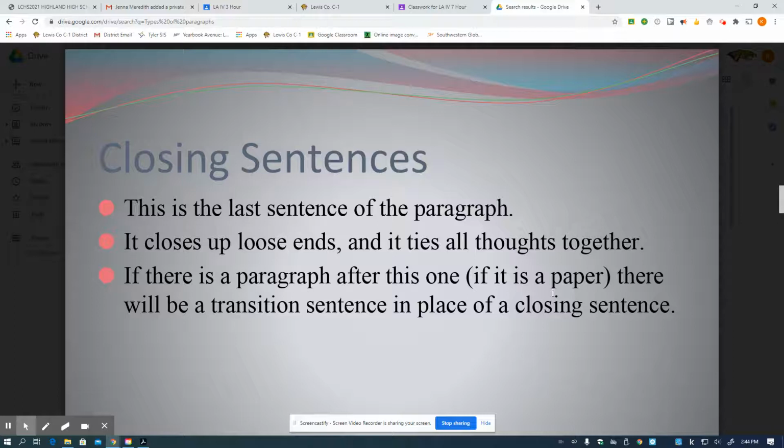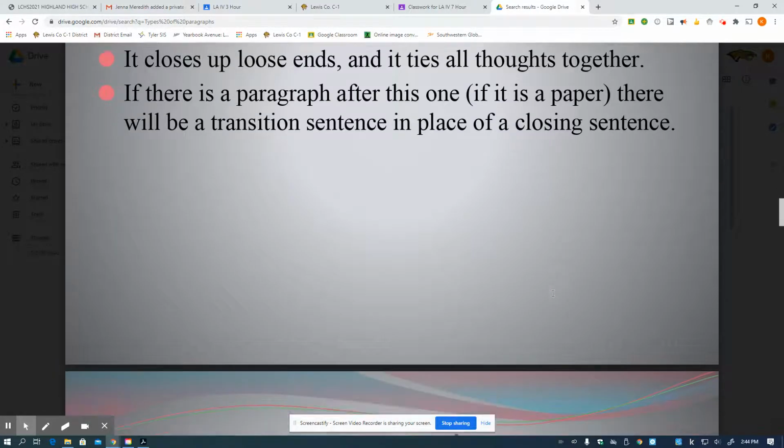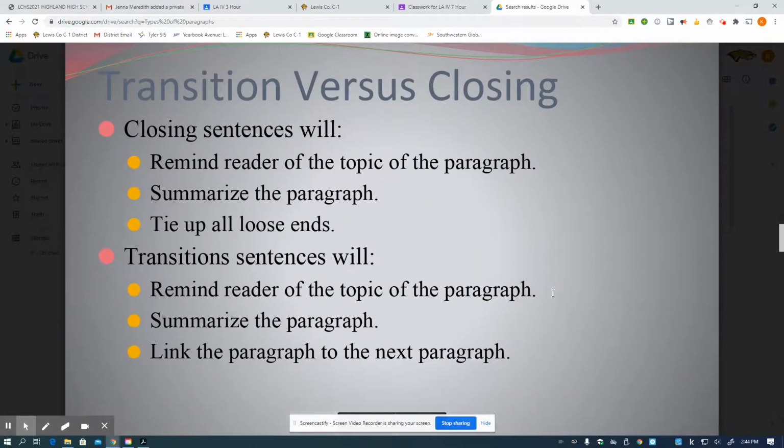If there's a paragraph after this one, in other words, if it's a paper, there will be a transition sentence in place of a closing sentence. All stands to reason. So, transition sentences versus closing statements. Closing sentences will remind the reader of the topic of the paragraph, summarize the paragraph, and tie up all the loose ends. Transition sentences will instead remind the reader of the topic of the paragraph, summarize the paragraph, and then, of course, link that paragraph to the very next paragraph.